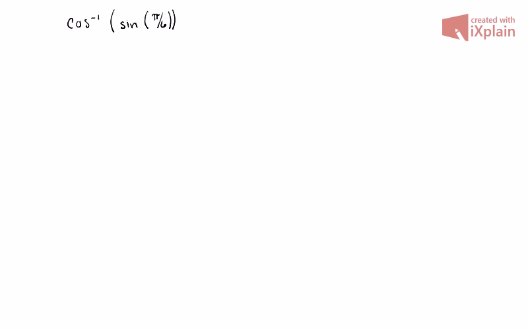So the first thing that I'm going to do is focus my attention on just evaluating what the sine of pi over 6 is. We've been doing that since chapter 5. So if we evaluate that, the sine of pi over 6, which is the same thing as the sine of 30 degrees, comes out to 1/2.